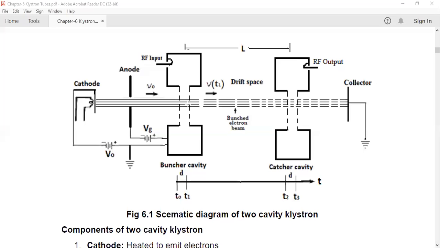So already we told that there is a velocity modulation here. It means the velocity of the electron is varied according to the amplitude of the message signal, the amplitude of the RF input. So that means after leaving the buncher cavity, the electrons travel with different velocities. One is increasing velocity, another decreasing velocity, another one unchanged velocity.